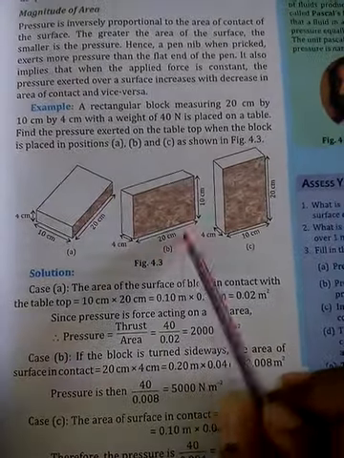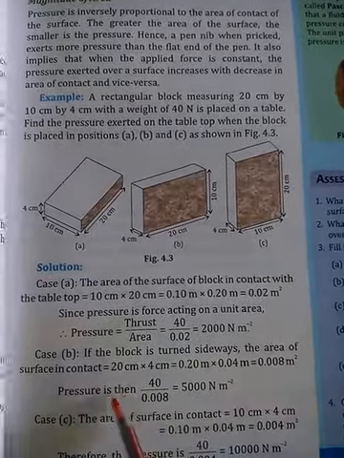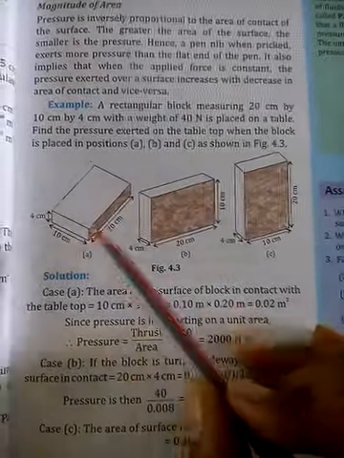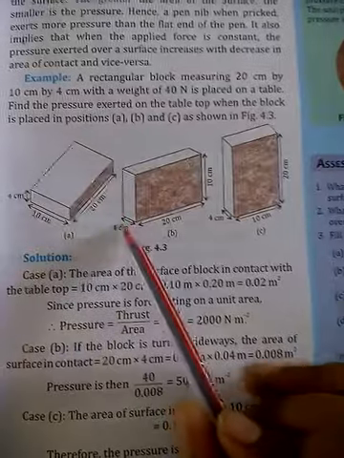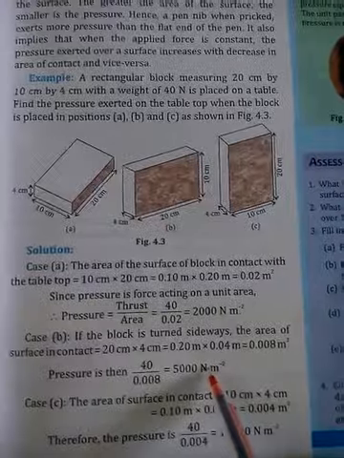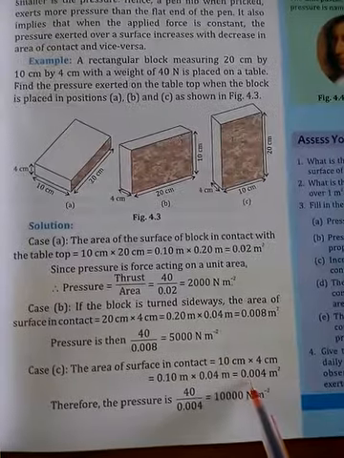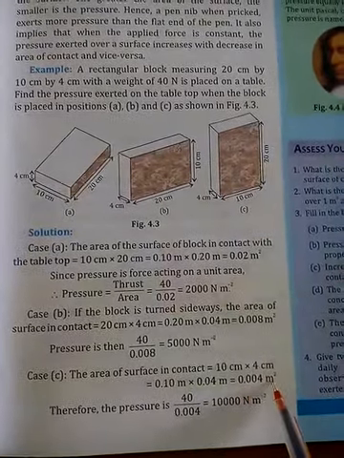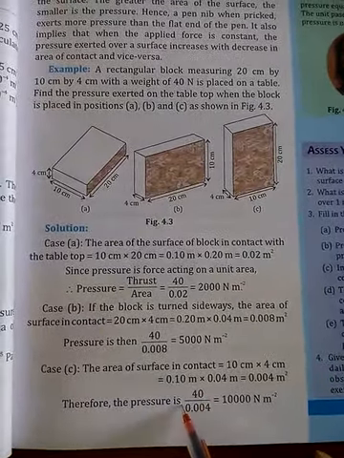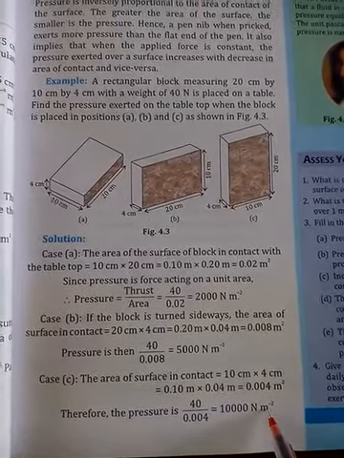In case B, area is 0.008 meter square. So pressure also increases, you can see. Since here the area was more, pressure was less. But in this case area is less, so pressure is more. See, 5000 Newton per meter square. In the third case, area becomes further less, 0.004 meter square. If you further decrease the area, in that case pressure will be more. See, now the pressure has increased to 10,000 Newton per meter square.